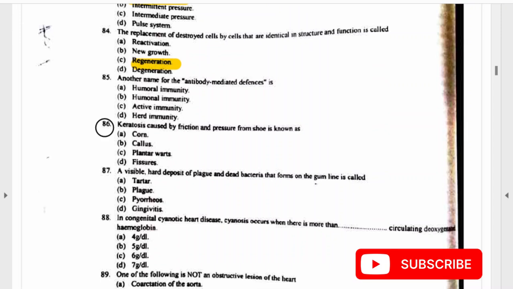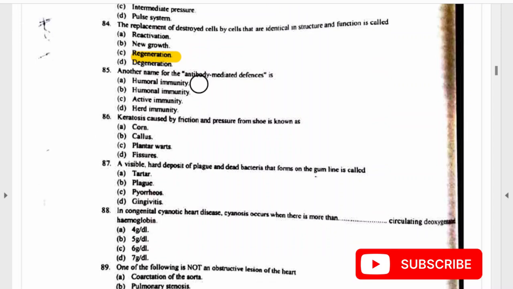Another name for antibody-mediated defense is what? Humoral immunity. Please go and read your blood physiology very well, or just read immunity as an entire topic, so it doesn't confuse you. Humoral immunity is actually an antibody-mediated defense.